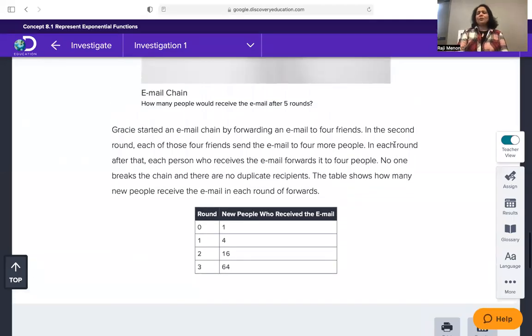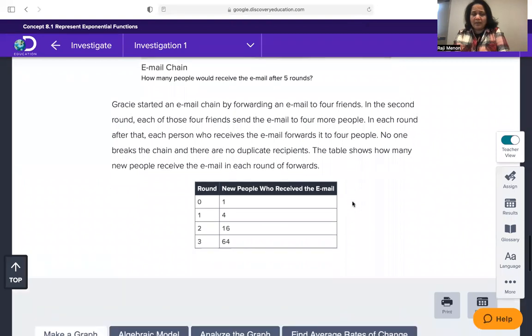So this is the third part of this investigation 1 on 8.1, Discovery Math 1, Unit 8, first investigation: the email chain. This is how exponential functions work. So she started with 0 as one person.